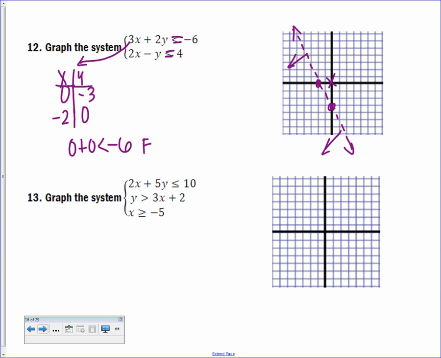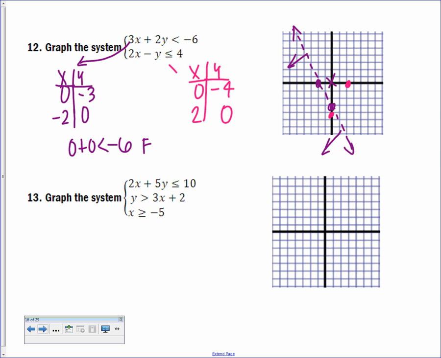So let's try our second equation here. Same idea. I'll make an XY chart. 0 in for x means that y would equal -4. 0 in for y means that x would equal 2. I've got to erase those equals. So now I've got 0, -4, and 2, 0.